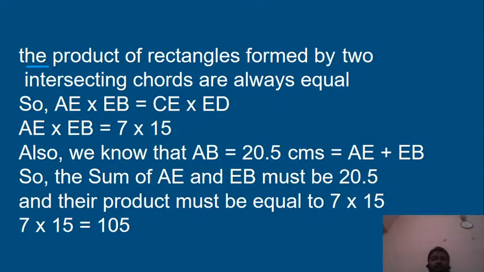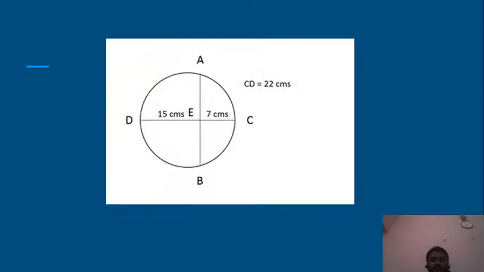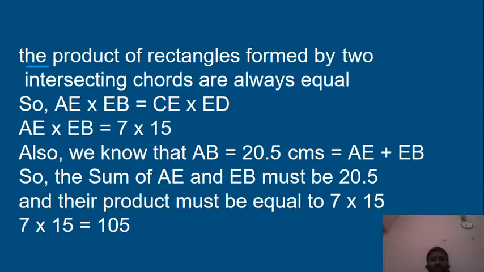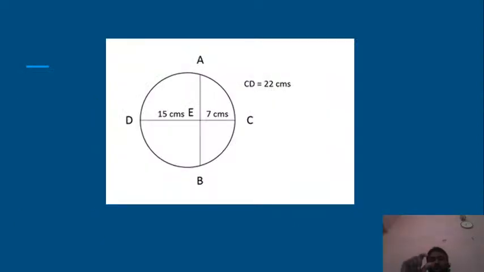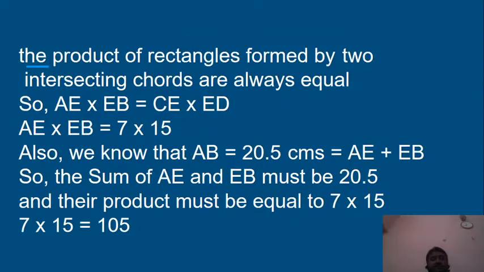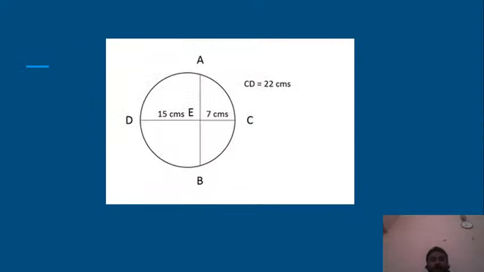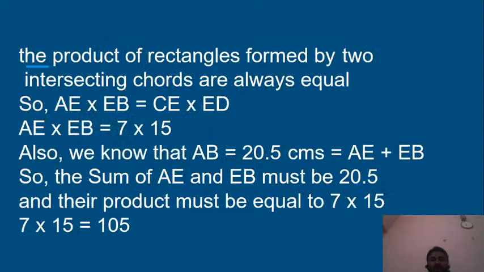The products of the segments of two intersecting chords are always equal. That is, in this figure, AE into EB is equal to CE into ED. The products of the segments of two intersecting chords are always equal, a basic concept of geometry. If you don't know it guys, don't worry, we will be covering this when I teach you geometry. So AE into EB is equal to CE into ED, then AE into EB is equal to 7 into 15. Now I know that AB is equal to 20.5 and AE plus EB is 20.5.